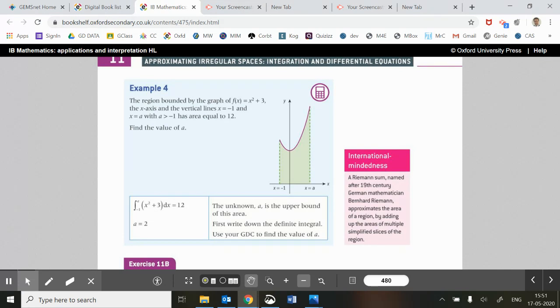Now, how do you type that one in? Because you're going to need to solve to find out what a is. It tells you that the area underneath this curve is 12. You need to solve for a. Now, when you type this one into your calculator, this is the way I did it. Let's go back to the picture.